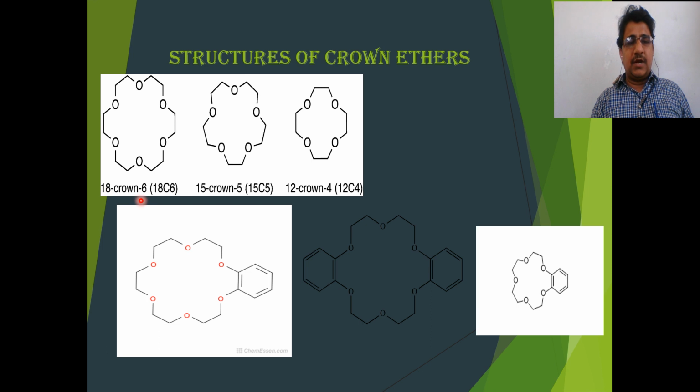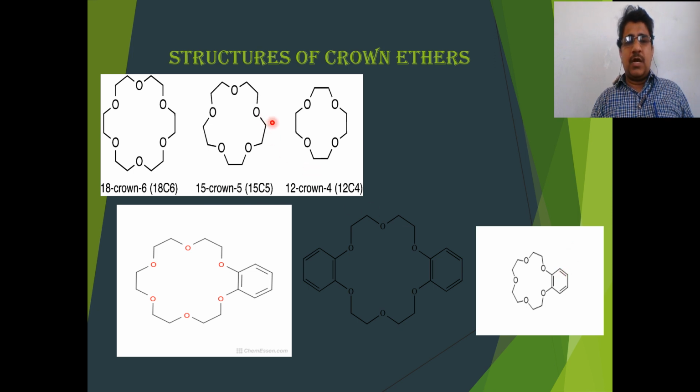Now we can draw benzo 18 crown 6. It is a benzene ring. Just draw this structure first, then add a benzene ring here, or on any side you can draw it. Therefore it is benzo. Now in this 18 crown structure there are 2 benzene rings, therefore it is dibenzo 18 crown 6.